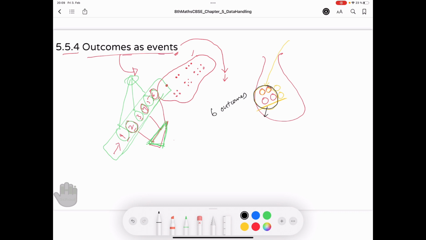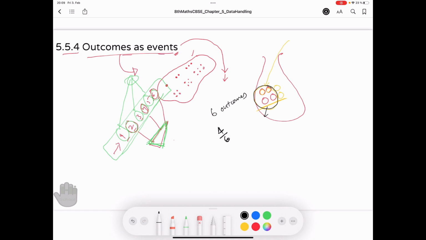How many red balls are there? 4 red balls. And how many total outcomes are possible? 6. So the probability of getting a red ball would be 4 divided by 6. There are 4 red balls and total outcomes are 6, since there are 6 balls in total. So the probability of getting a red ball is 4 divided by 6.